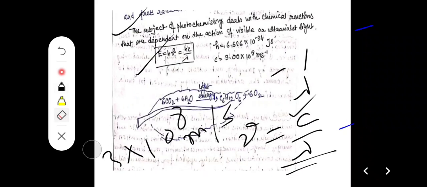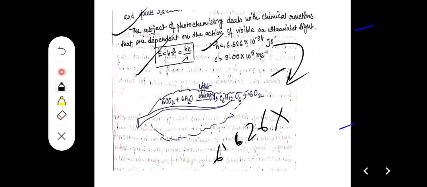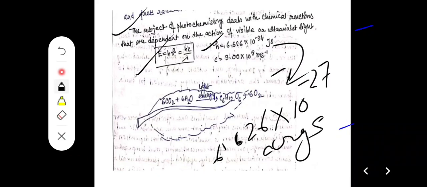By this analogy, E equals h nu equals hc by lambda. The h value is 6.626 into 10 to the power minus 34 joule second, or if we need erg, 6.626 into 10 to the power minus 27 erg second. Obviously joule belongs to the SI system and erg belongs to the CGS system.